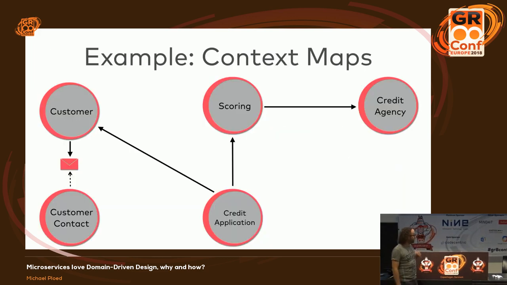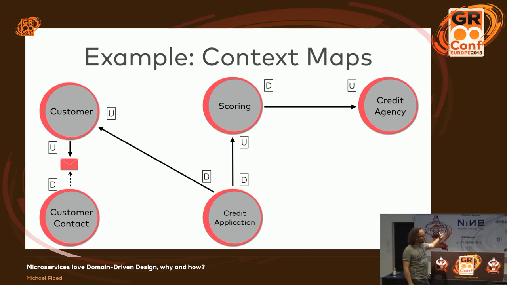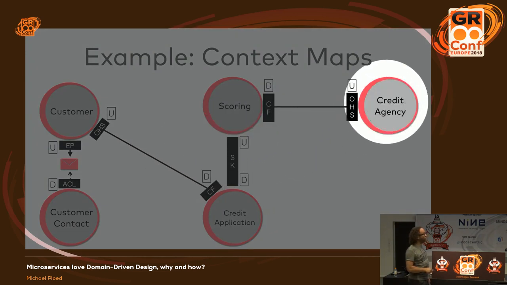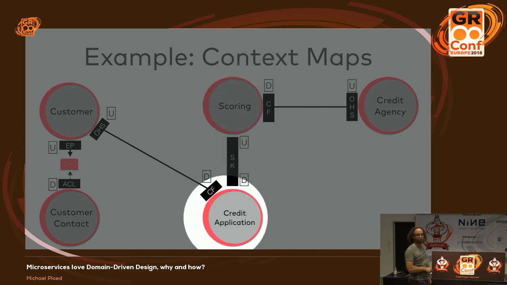So that's the patterns here, and I'll give you a quick example. What I do when I draw context maps, I first of all add upstream, downstream, then I look for open host services and event publishers, for instance, and then I look at the downstream side, how they are being consumed. So we have a conformist on the scoring level, a conformist between customer and the credit application. We have a shared kernel between scoring and the credit application and an anti-corruption layer by consuming that event. Now, the interesting thing here lies over there. Take a look how the model of the credit agency may propagate through the conformist in scoring and the shared kernel down to the credit application.